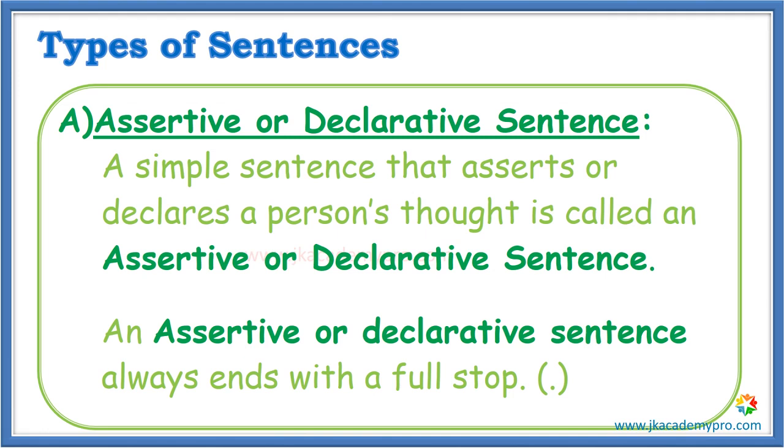Assertive sentence. An assertive sentence is also called a declarative sentence. So, what is an assertive or declarative sentence? A simple sentence that asserts or declares a person's thought is called an assertive or declarative sentence. Now, what this means is that any sentence that states something or tells us something is called an assertive or declarative sentence. Now, we should remember that an assertive or declarative sentence always ends with a full stop.